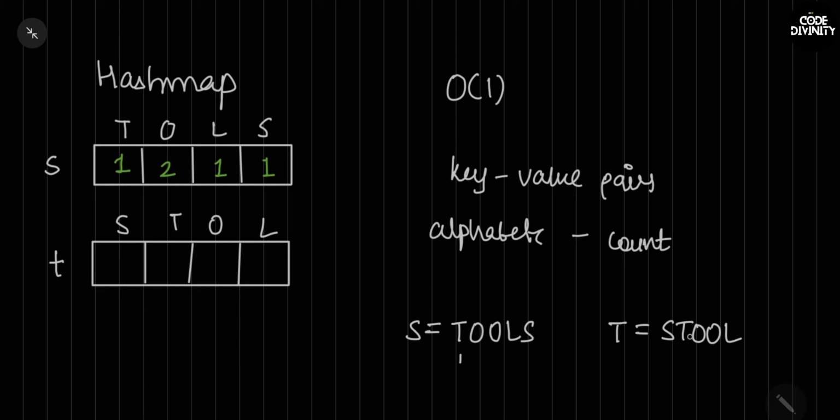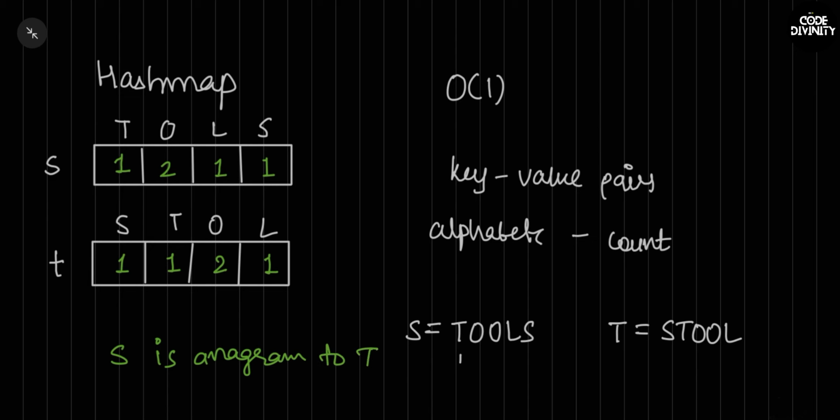Now for the string T, S occurs 1, so we will put 1. Then T appears once, so we will put 1. O appears twice, so we will put 2, and L occurs once, so we will put 1 here. Now count of S is same, count of T is also same, count of O is also same, and same for the L. So we can say that S is anagram to T.